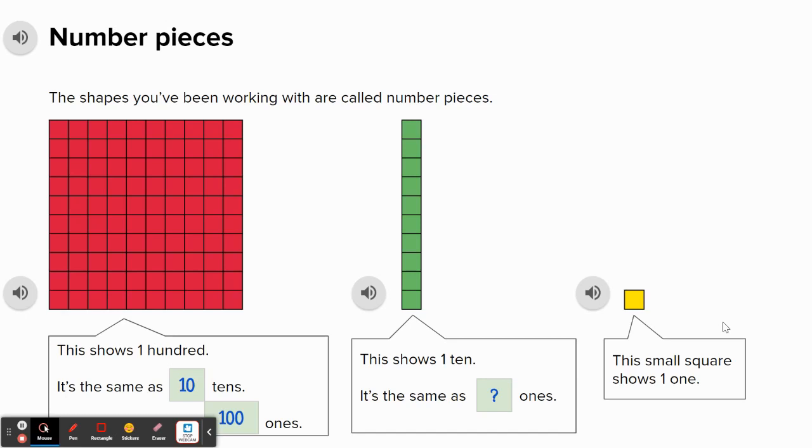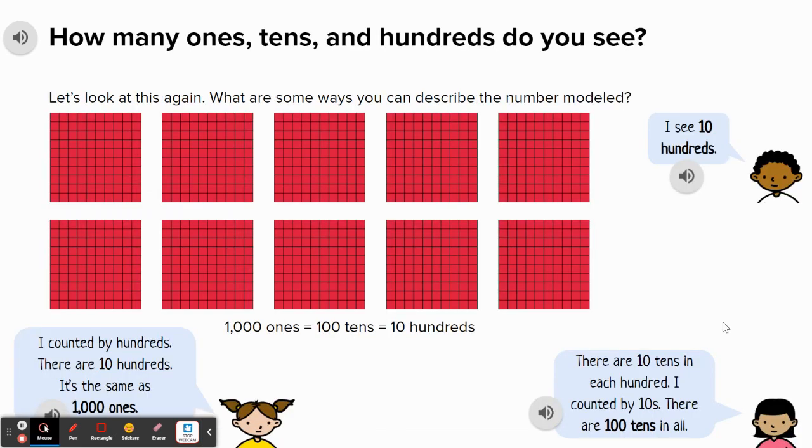Now let's look at the strip of 10. One 10 strip is the same as how many ones? How many of the yellow squares can I fit on the green 10 strip? 10. So one 10 strip is the same as 10 ones. So how many ones, tens, and hundreds do you see in this picture? Let's look again. What are some ways you can describe the number that's modeled on your screen?